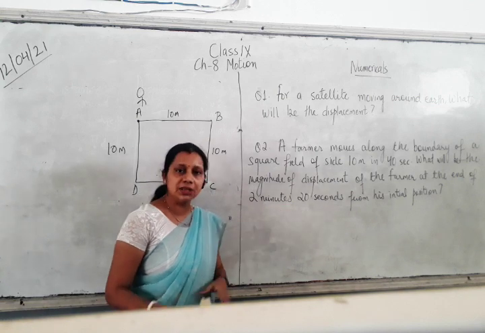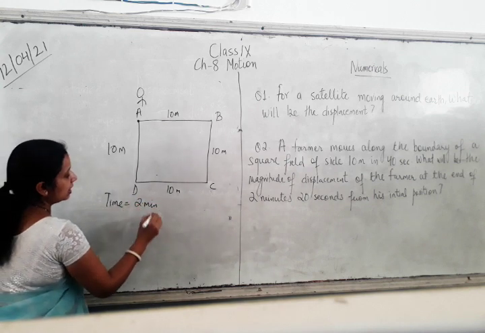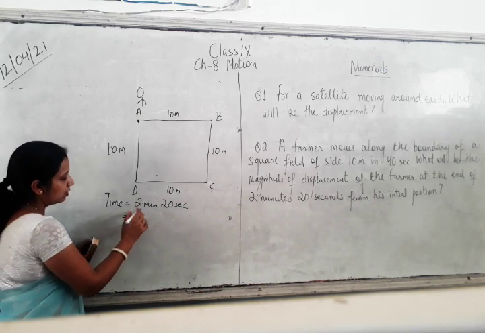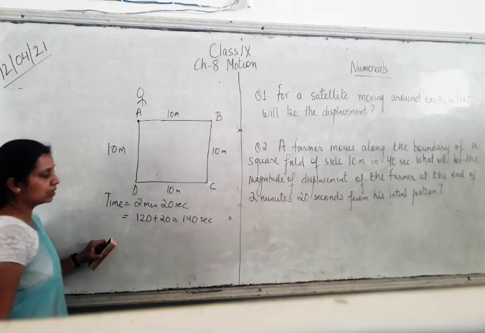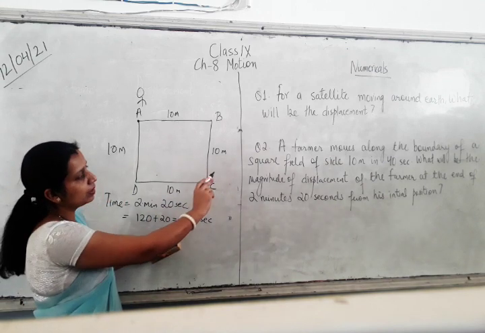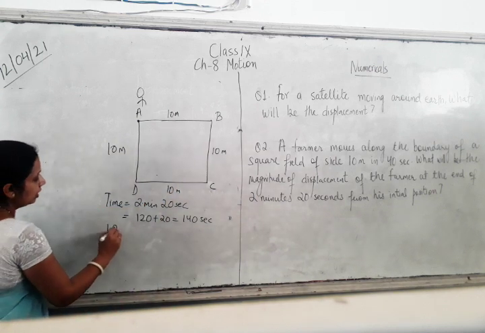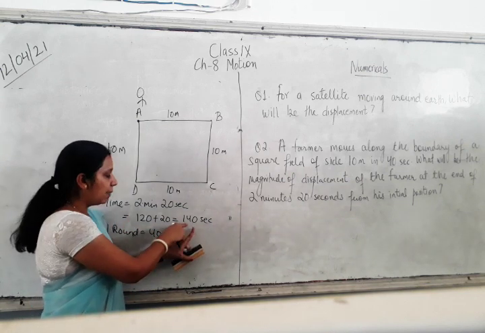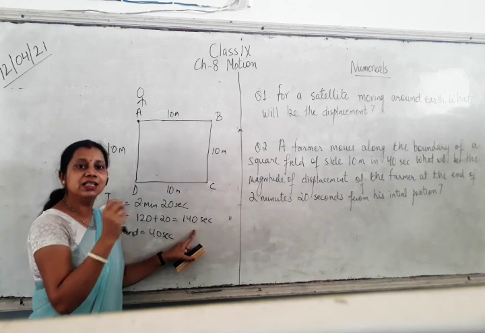So 2 minutes 20 seconds means, 1 minute means 60, so 120 seconds plus 20, so 140 seconds. Okay. So in one round he is taking 40 seconds. It is written over here. For this one whole round he is taking 40 seconds. So in one round, if he is taking 40 seconds, then you have to find, after going for 140 seconds, how many rounds he will take and what will be his last position.